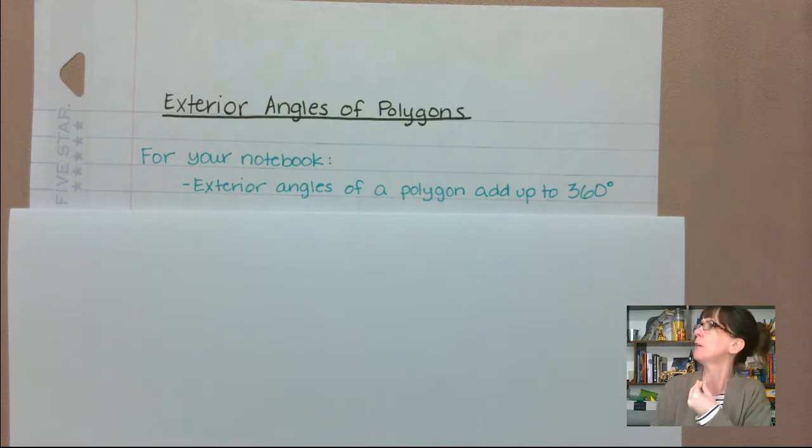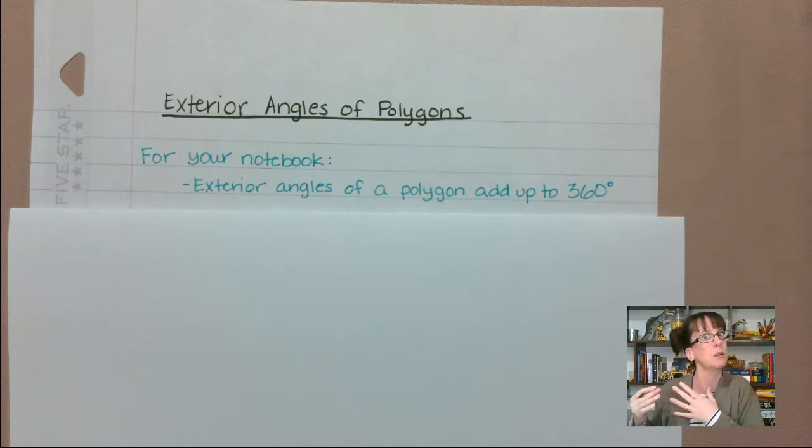And you might be thinking to yourself, but how can that be? Because the interior angles are different depending on the number of sides. Well, we're going to talk about that, and I'll give you a demonstration on how that is the case.